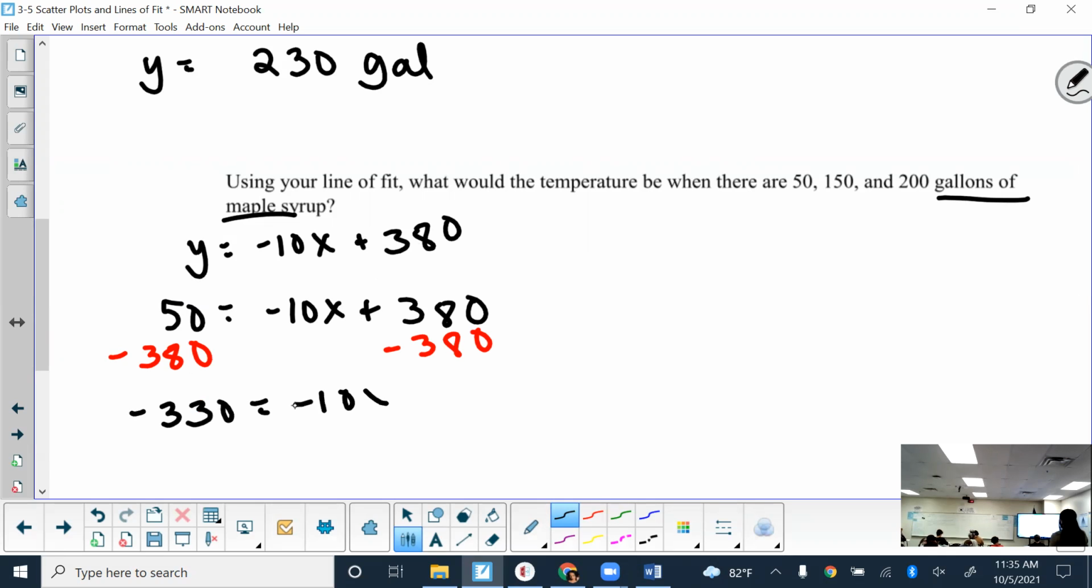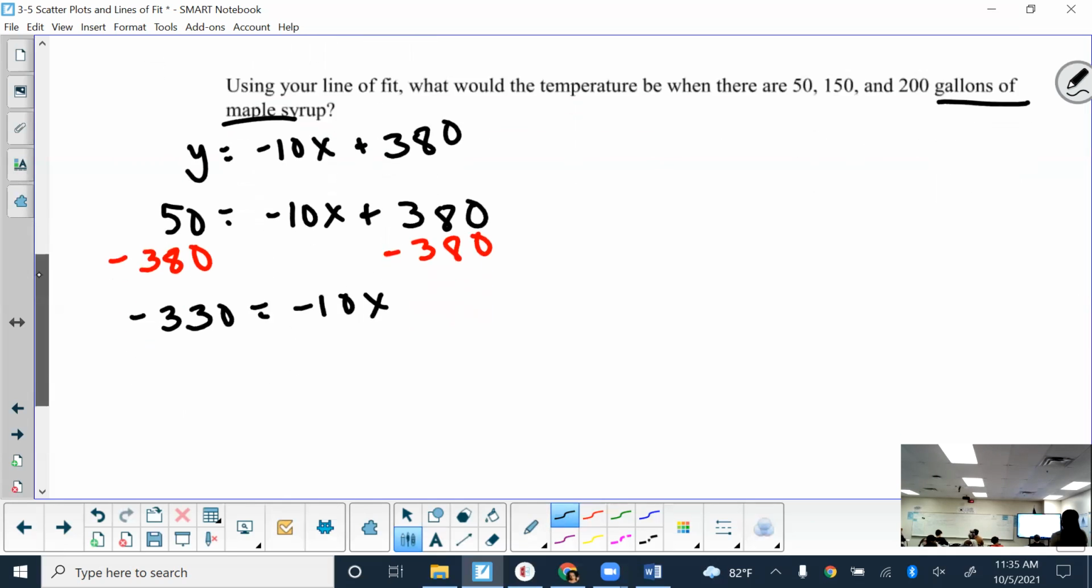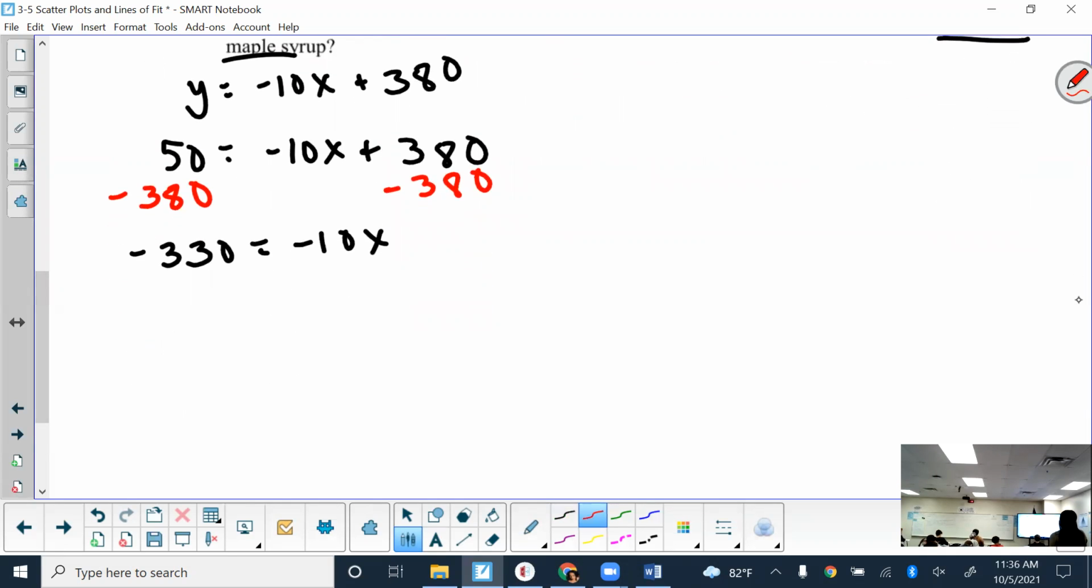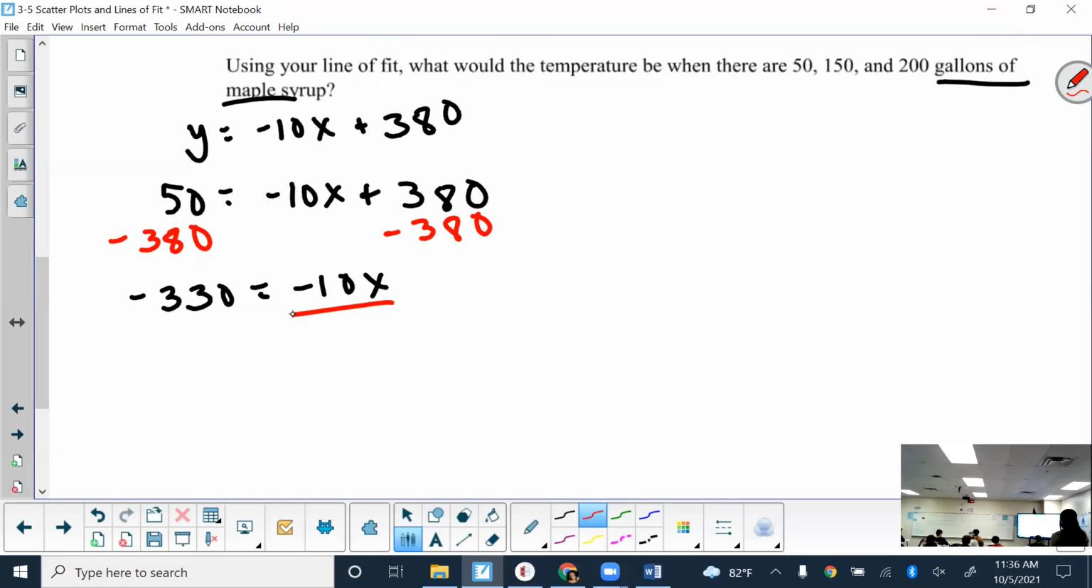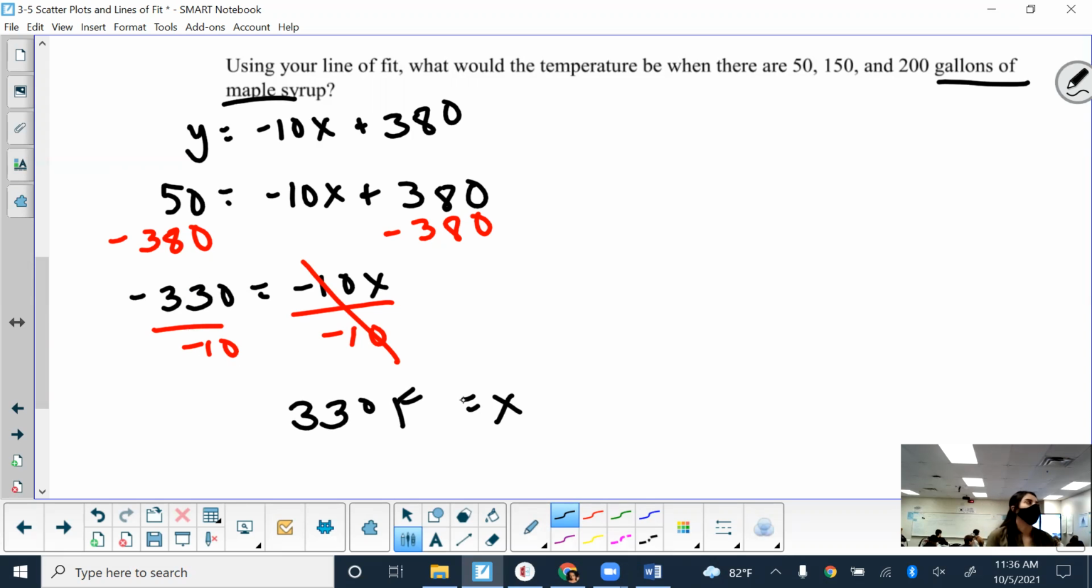Good, equal to -10x. And get the x by itself. What's opposite of multiplying by -10? So divide by -10 on each side. On the left, what's our answer? 33. So it's 33 degrees Fahrenheit is the temperature when there's 50 gallons of maple syrup harvested. That make sense?